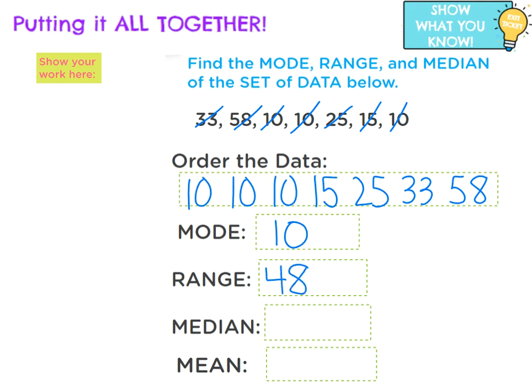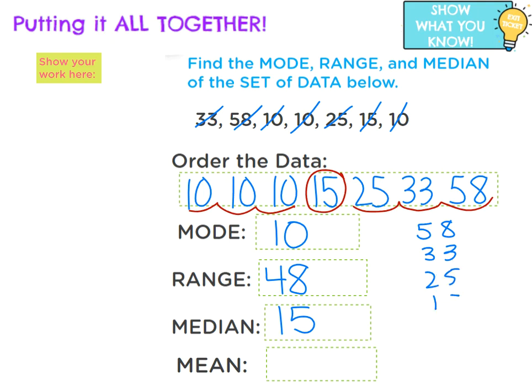Next, we have median. I need to find the middle of this data. 1, 2, 3, 1, 2, 3. And there it is. It's right in my data set. So the middle of the data is 15. And now what I have left to do here is figure out the mean of this data. So I need to add up all these numbers, and then I need to divide by the number of numbers.